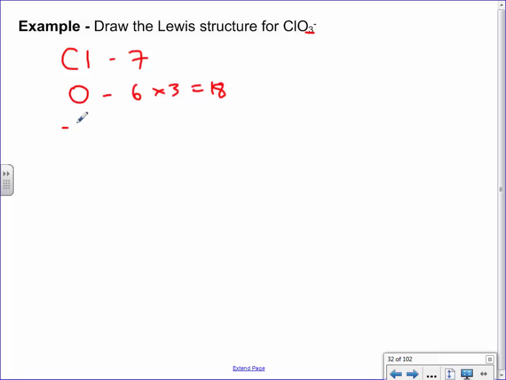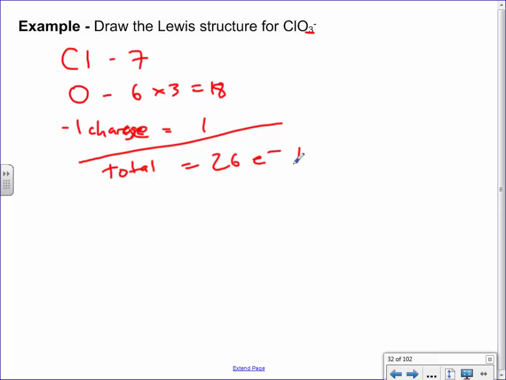And then because there is a -1 charge, I can't spell today, you need 1 more electron. So when I sum all this up, how many total electrons do I get? 26. That makes sense? So there's step 1. Put a big 1 next to it here. Step 1, add up how many electrons you have to work with. So 7 from chlorine, 6 times 3, that's 18 from oxygen. And then that -1 charge is super important. It gives you 1 extra electron, so we have 26.